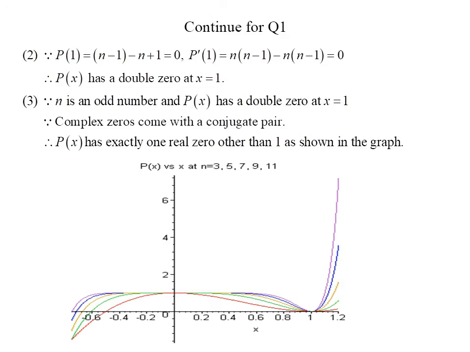The graph of polynomial p(x) versus x has been plotted at the values of n equals 3, 5, 7, 9, and 11 respectively, in which we can see that the polynomial has a common double zero at x equals 1. Apart from that, it also has a zero somewhere from -1 to -half. We will find out this later.